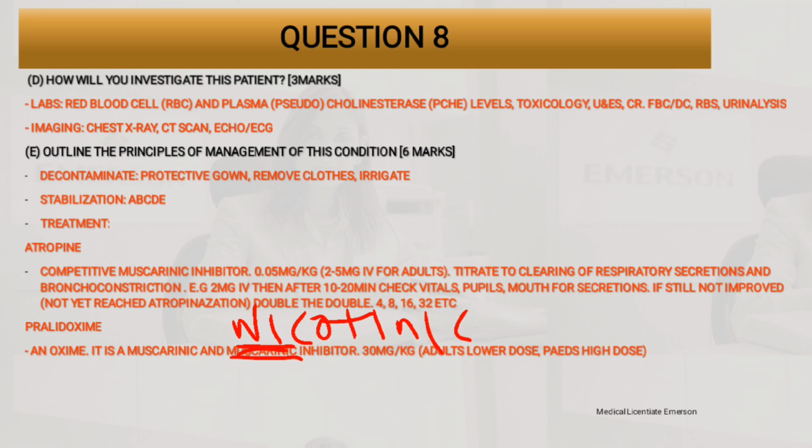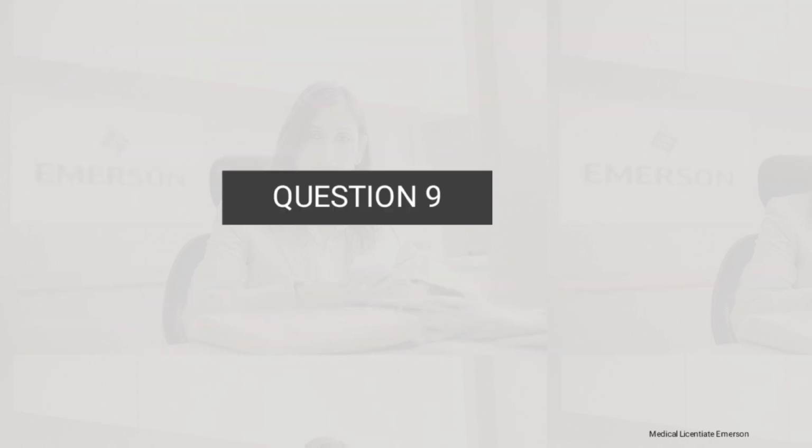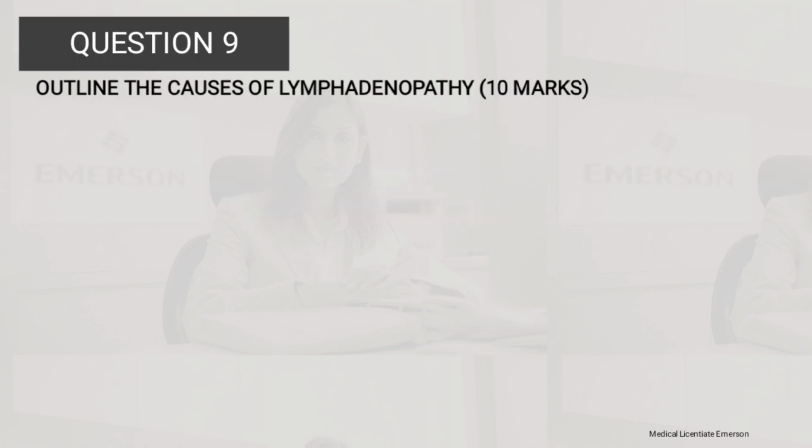So on the fluids, if the patient has reached atropinization, then after you put the fluid, also add the maintenance dose of atropine. Okay, but if pralidoxime is present, then you know that this is the antidote here. So pralidoxime is the antidote, to be specific. Okay, then question 9, it is saying outline the causes of lymphadenopathy.